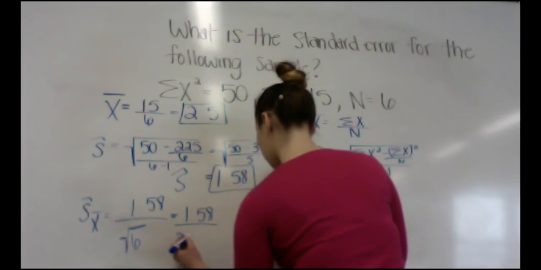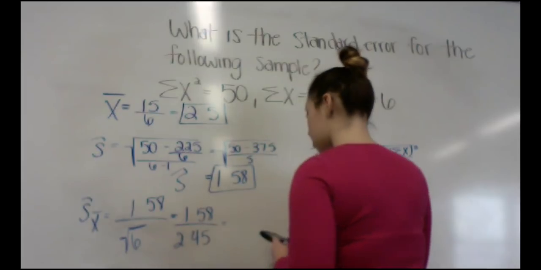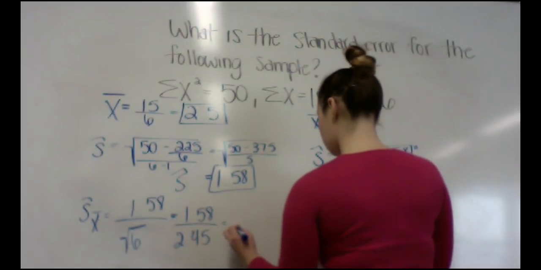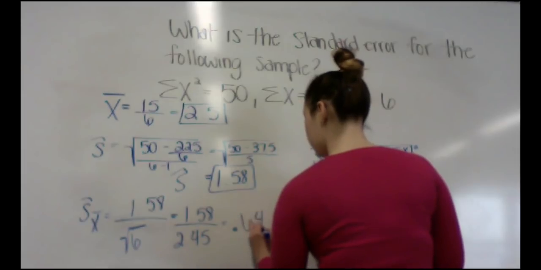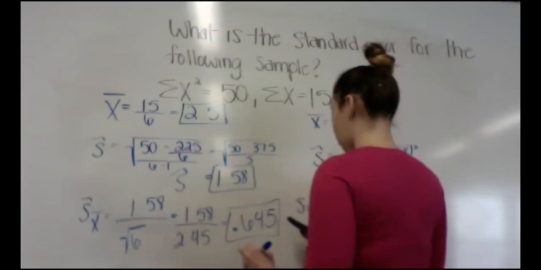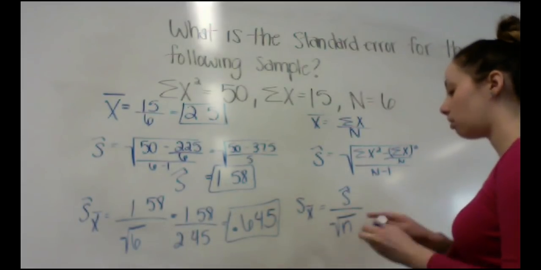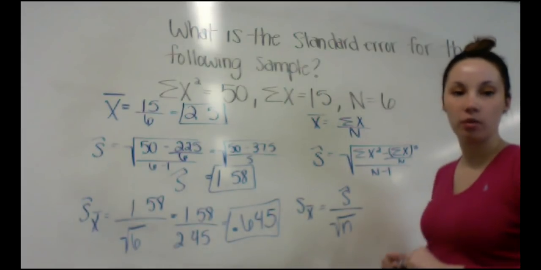2.44 is the square root of 6, or 2.45, I guess. You do that division, 1.58 divided by 2.45, we get 0.645. So this will be your final answer when asked for the standard error for the following sample. So 0.645 is your standard error for this one.